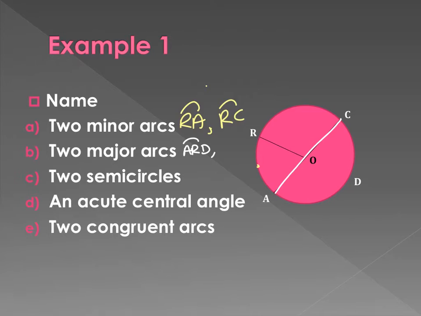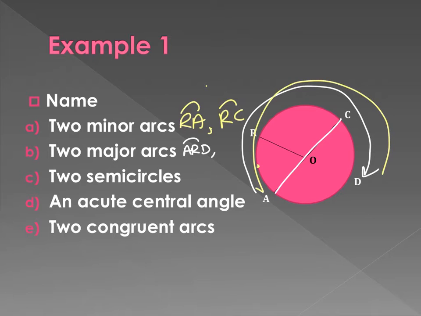Okay. How about the other way? So ARD would be around this way. What about, go ahead. DCA. Yep, DCA would be a major arc. So would be ADR, right? Or ACR. Those would be the other way you can work those. So there's a couple different options for major arc.